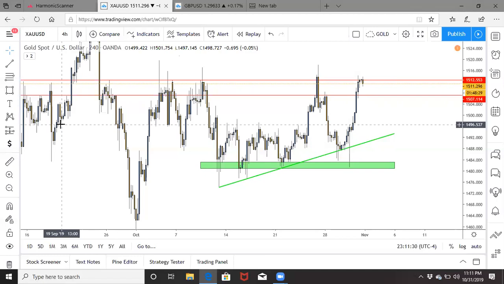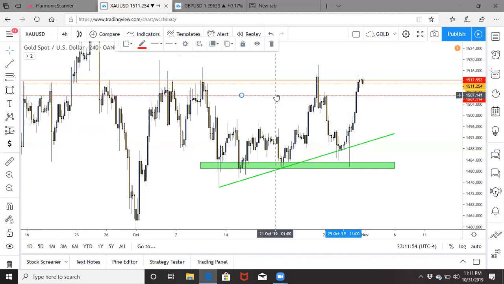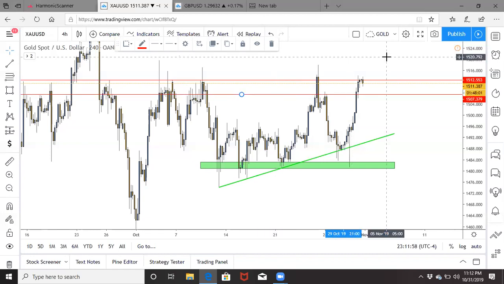1507.11. Because we got 1, 2, 3, 4. You'll have to figure out, depending on how much your account is, what is a good percentage of your account. Can I move it up a little bit? So it hits it right here. All right. 1507.379. At least around 10 to 11,000.